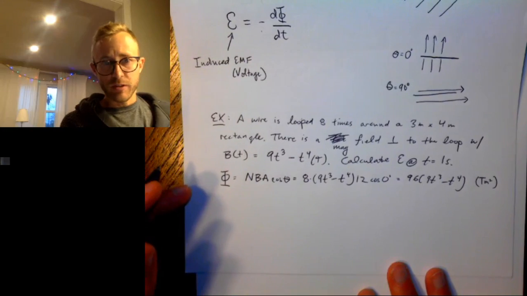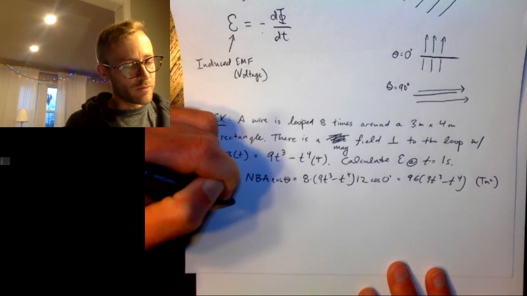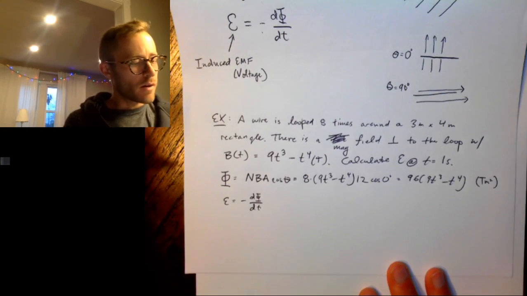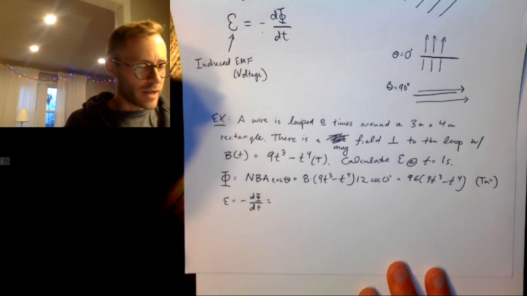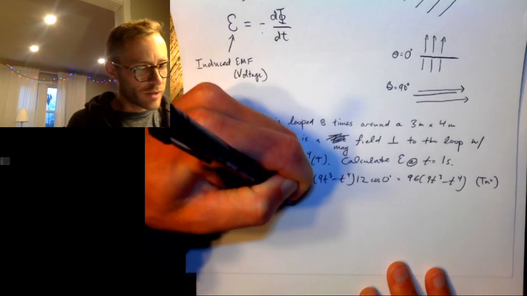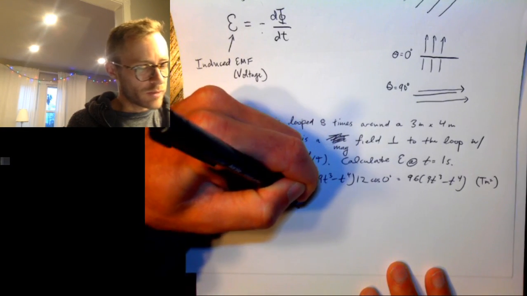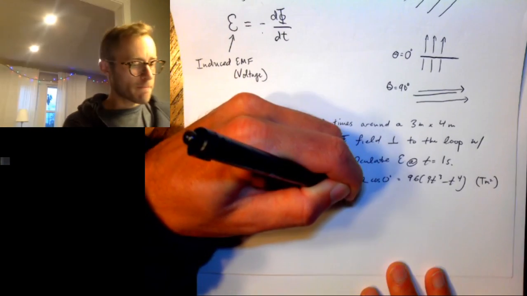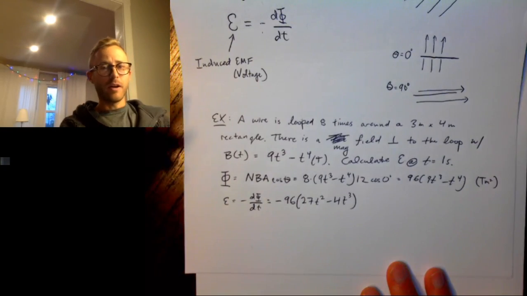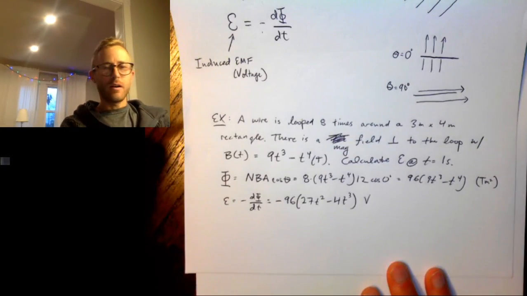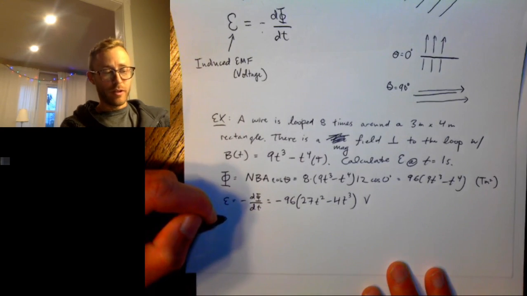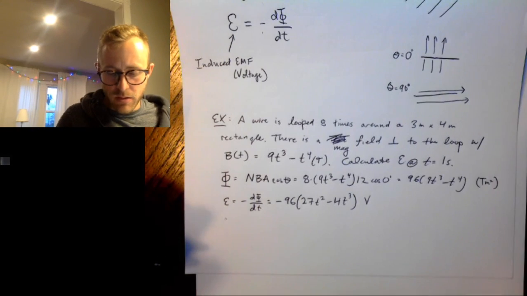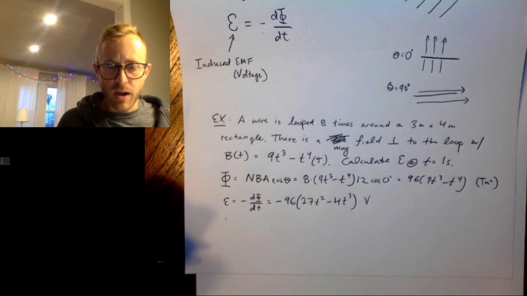Now what I want to do, if I want to get the induced EMF, is I want to do negative the derivative of that. That's Faraday's law of induction. And so doing negative the derivative, I have negative 96 times 27t squared minus 4t cubed, and that would be measured in volts. So the induced EMF depends on time.